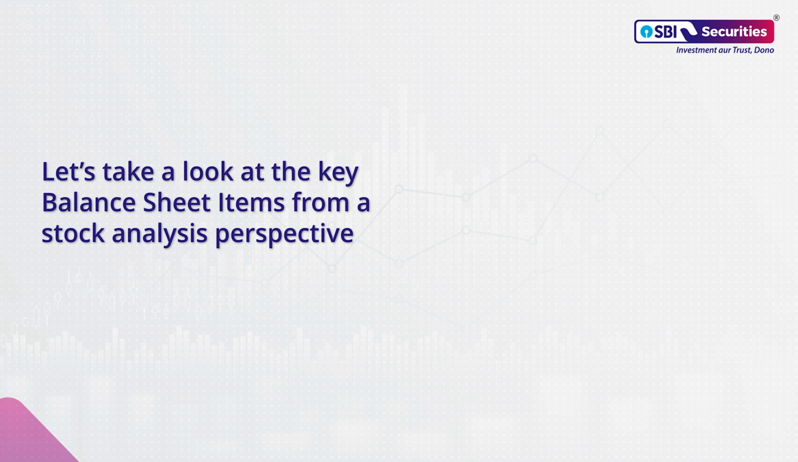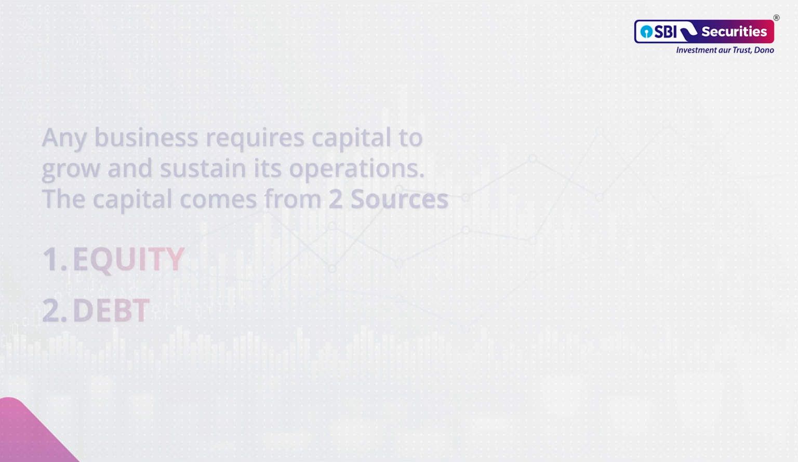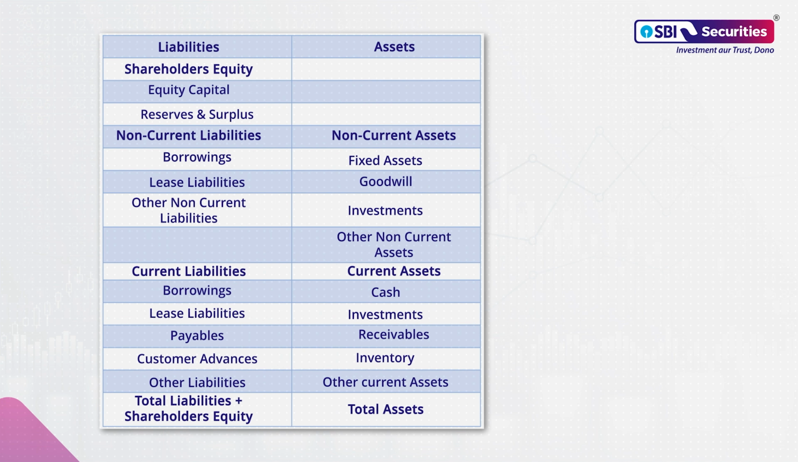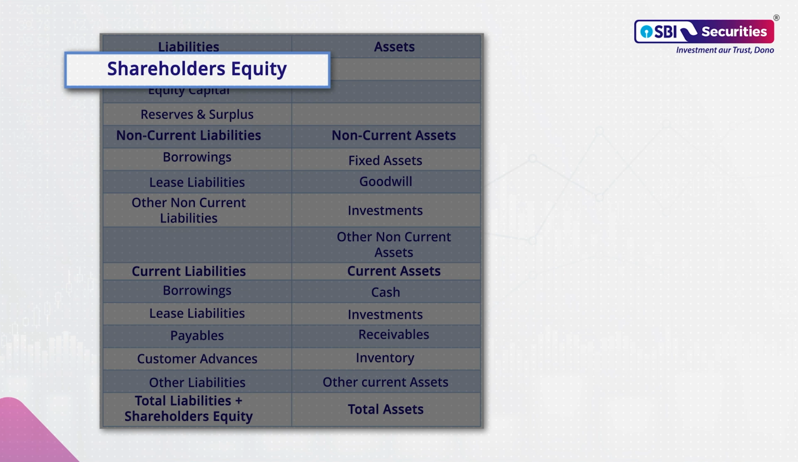Now let's take a look at the key balance sheet items from a stock analysis perspective. Any business requires capital to grow and sustain its operations. So you have capital divided into two things. First is equity and second is debt. Now let us look at them one by one. First is shareholders equity. Shareholders equity consists of equity share capital and reserve and surplus.